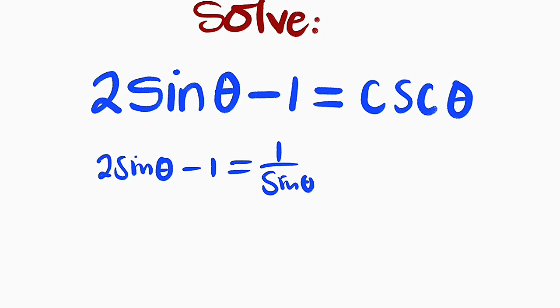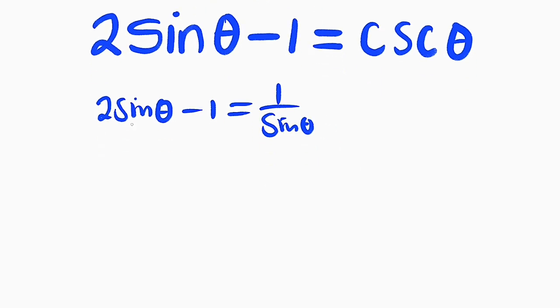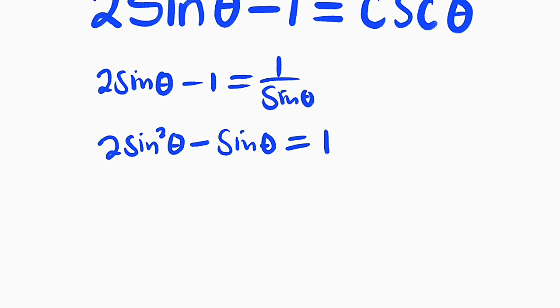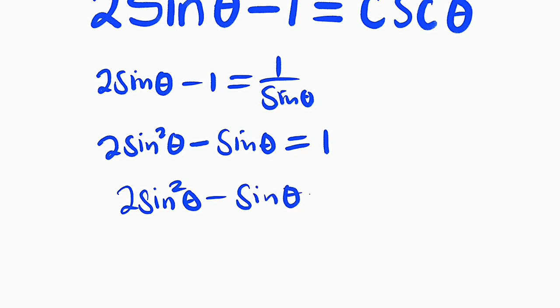Now we can multiply every single term by sine theta to clear this fraction. So to the left hand side we have 2 multiplied by sine theta, which is 2 sine squared theta, then minus 1 times sine theta is sine theta, and to the right hand side we have 1 after multiplying this by sine theta. Now let us take this positive 1 to the left hand side. Our equation becomes 2 sine squared theta minus sine theta minus 1 equal to 0.